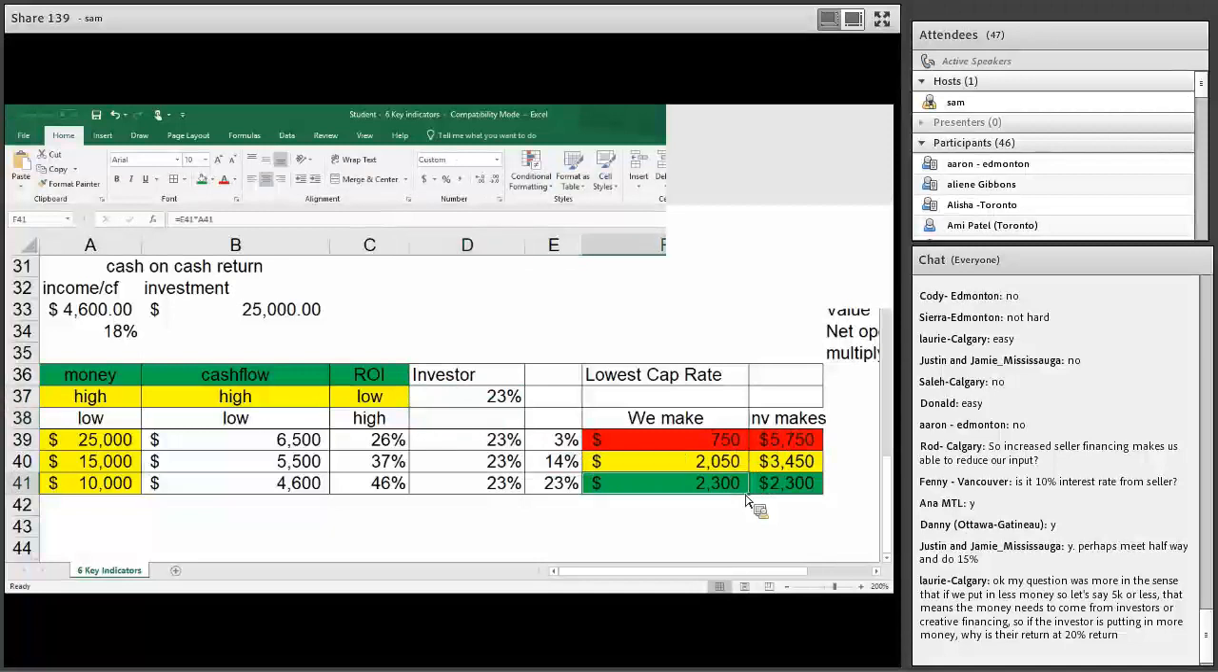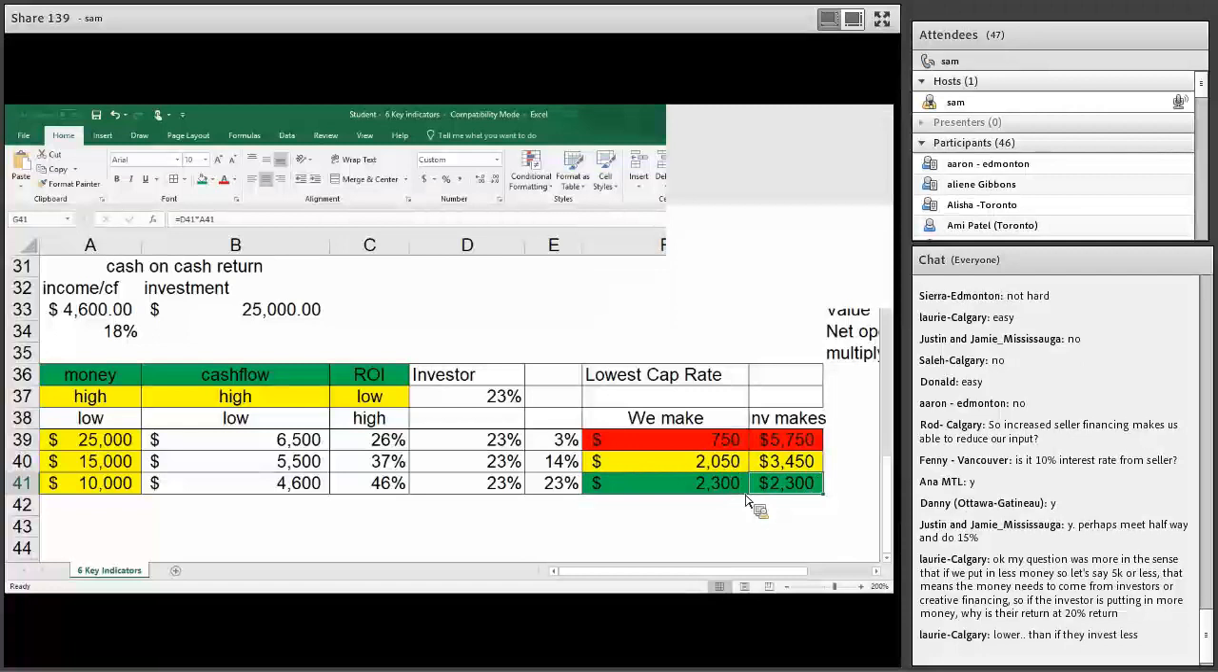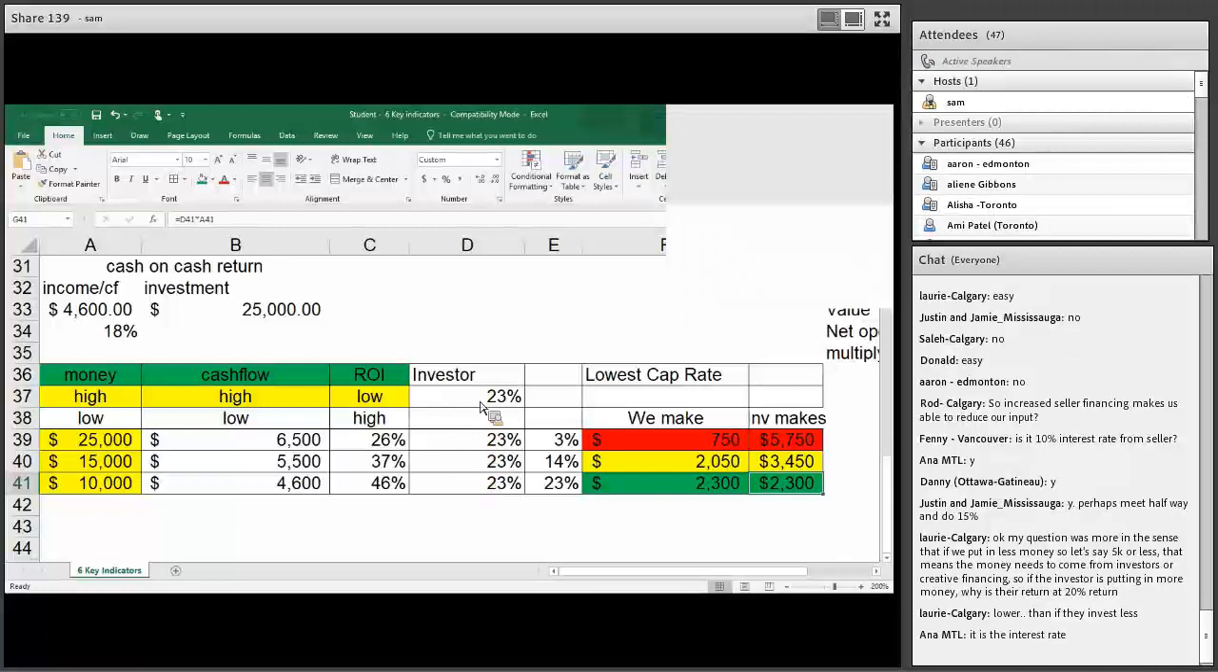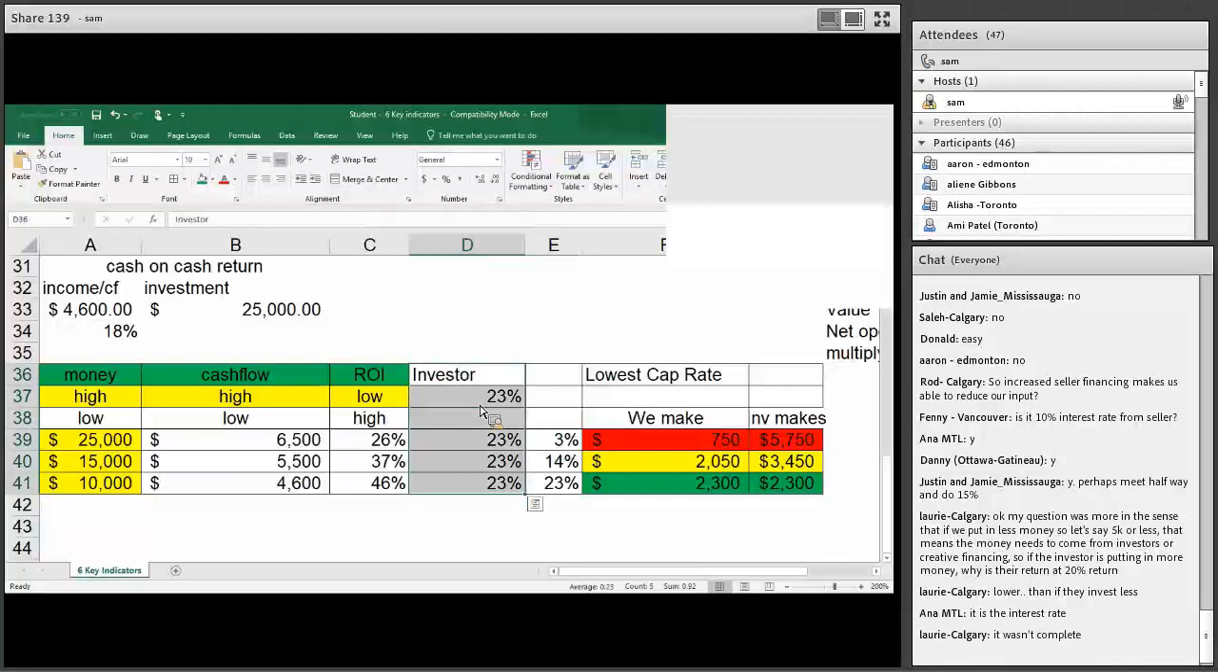Okay. My question was more in the sense that if we put in less money, so let's say 5K or less, that means the money needs to come from an investor or creative financing. So if the investor is putting in more money, why is the return at 20%? The percentage itself, the return that you're giving the investor, is totally up to us. We determine that. We decide that. The question becomes, it is the interest rate.